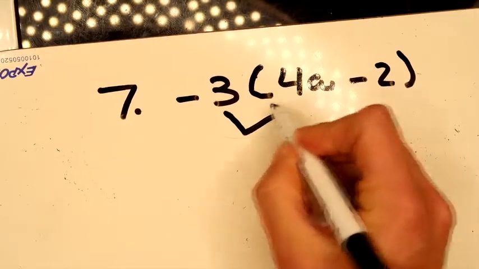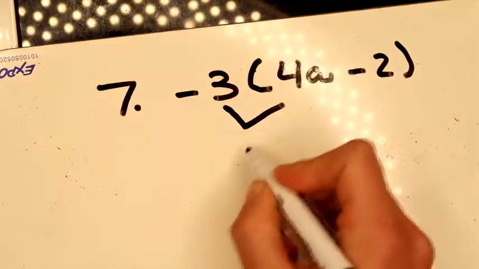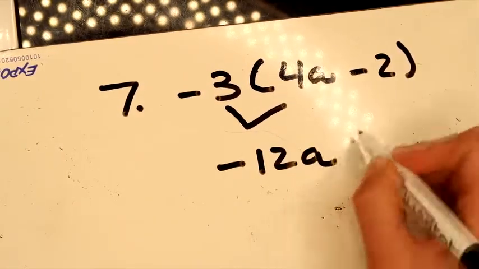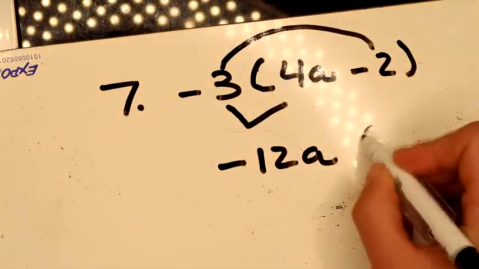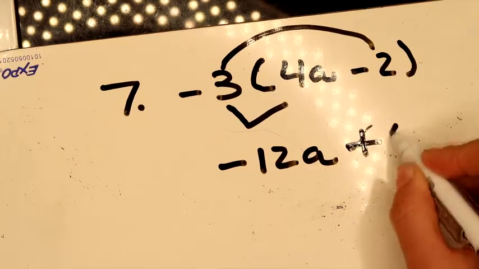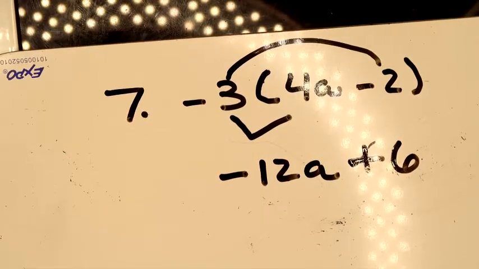But we have negative 3 times positive 4, which is going to give us negative 12a. Negative times a negative, whoop, is going to give me positive 6. And that's my answer for number 7.